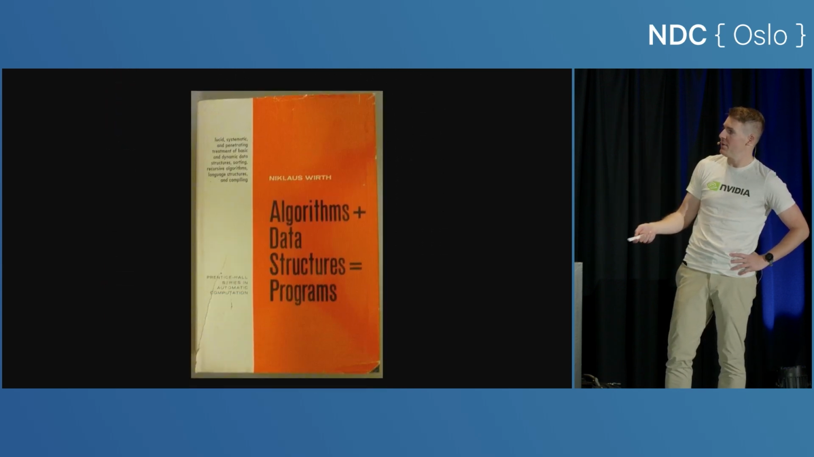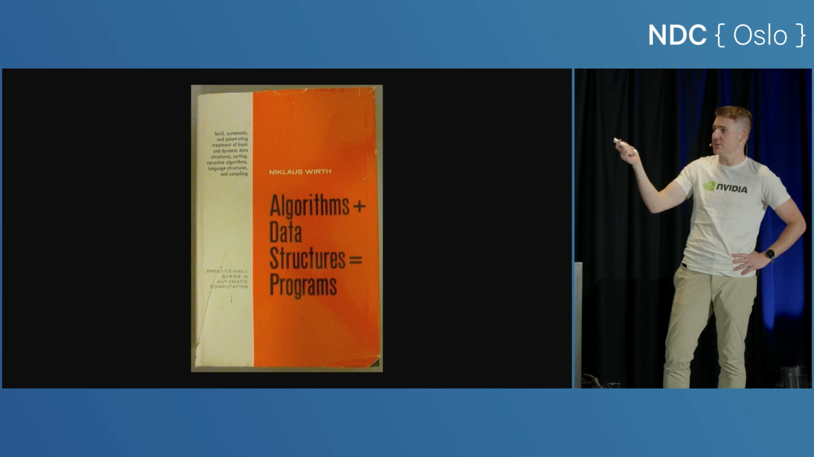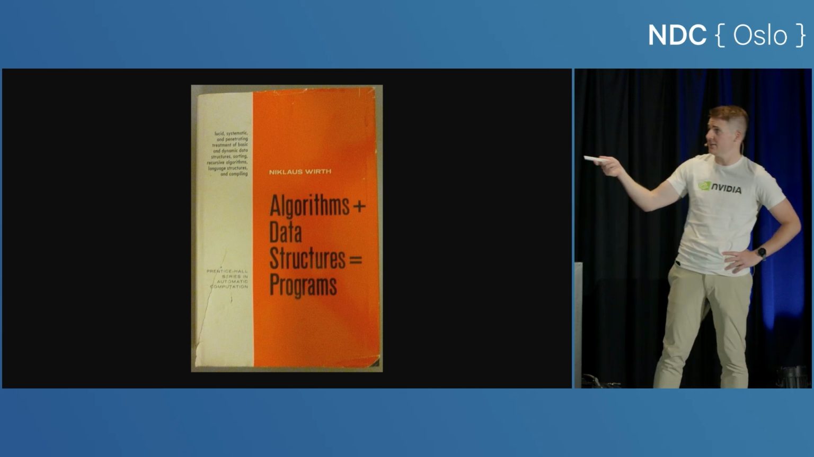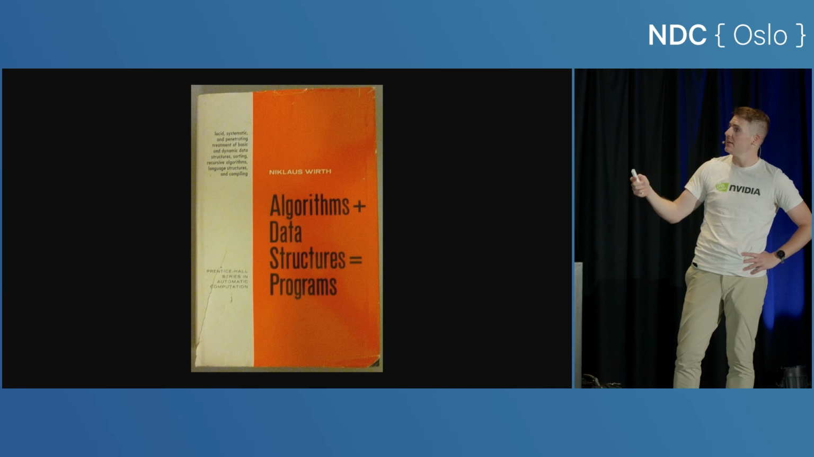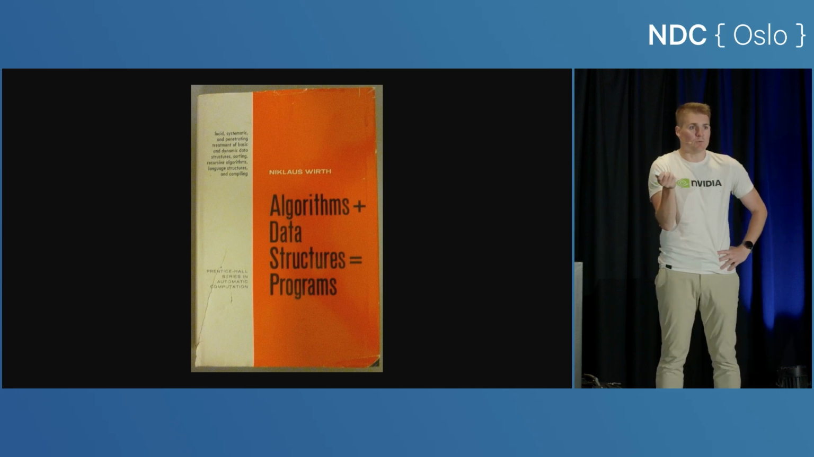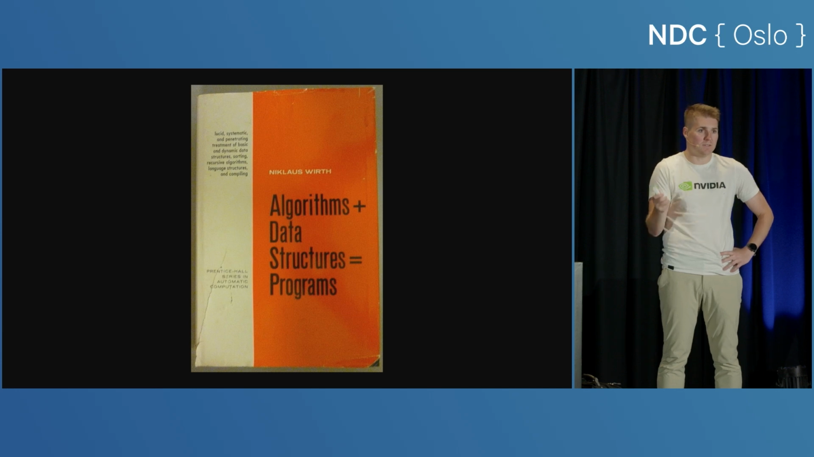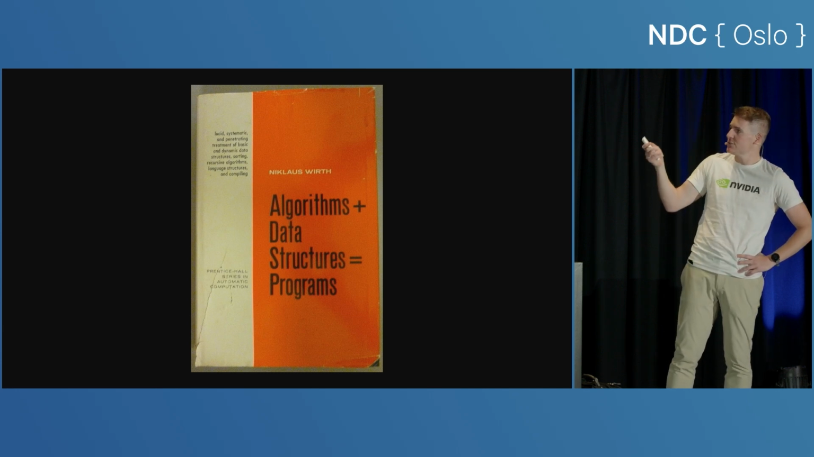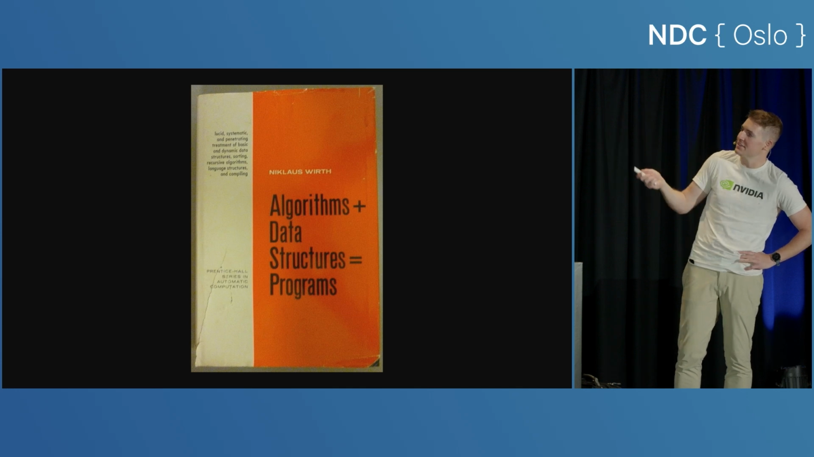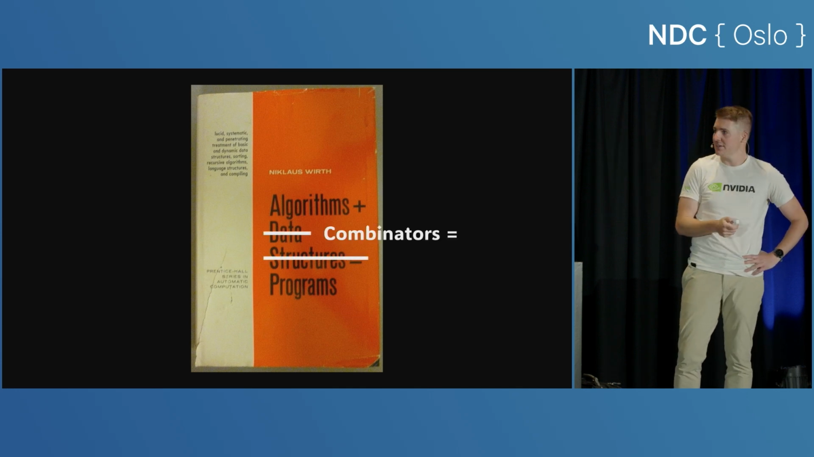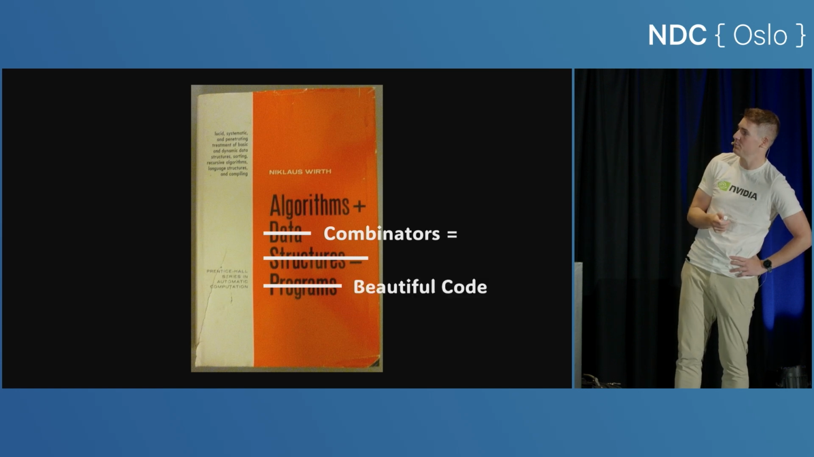One of my podcasts has the title Algorithms plus Data Structures equals Programs. This is a Nicholas Wirth book, and the book teaches in Pascal. But in array languages, there's really only one data structure, and that's the array. There are no hash maps, there are no sets, it's just arrays, and you can represent the different data structures using this. So my opinion of the title of this book is: scratch out the data structures and replace that with combinators, and scratch out the programs and replace that with beautiful code.